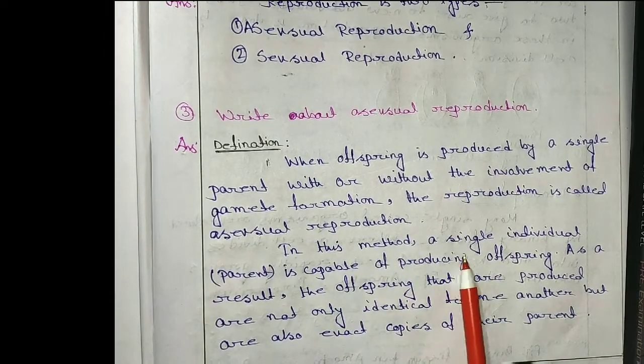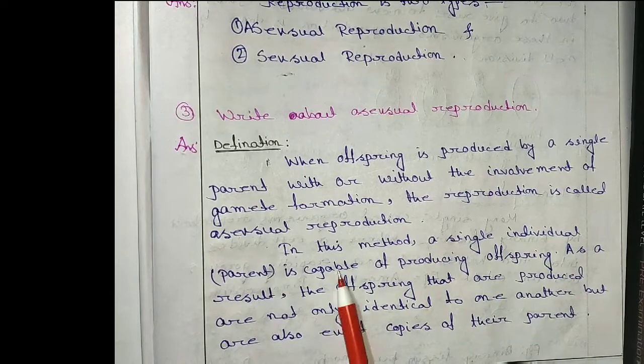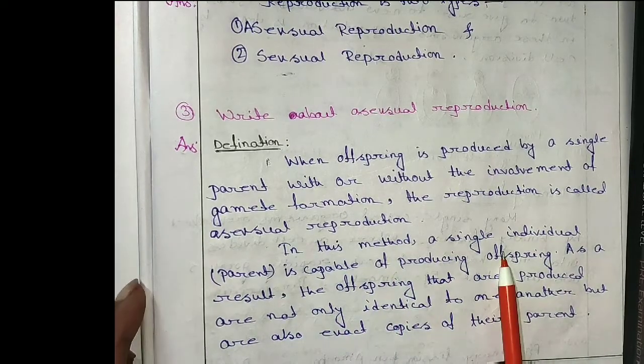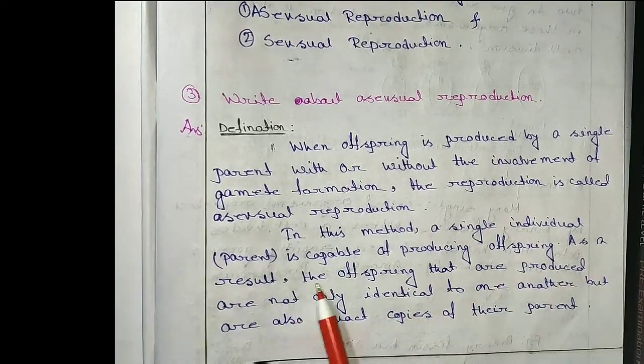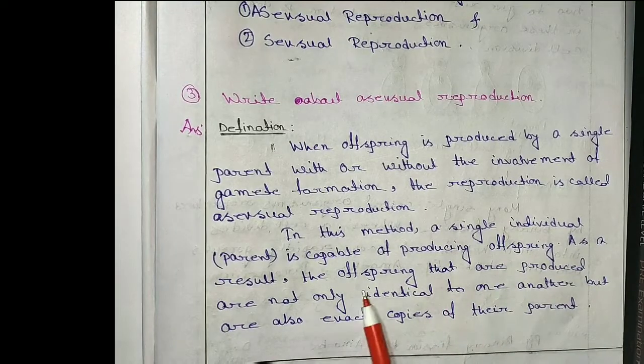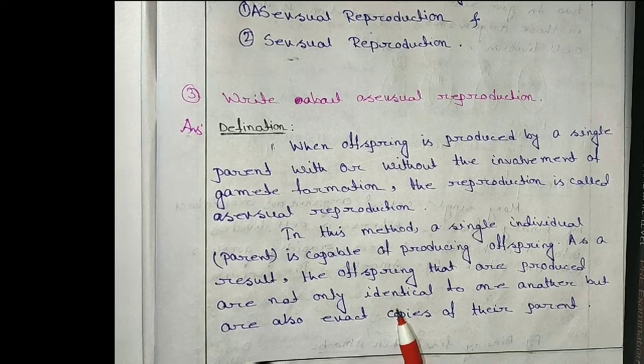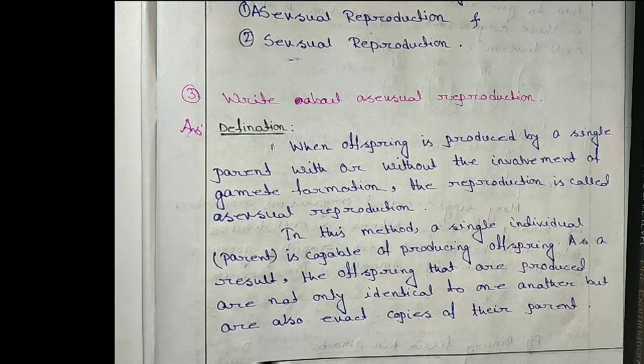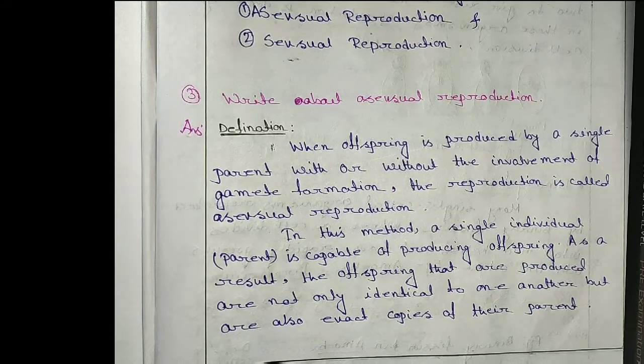In this method, a single individual, that is the parent, is capable of producing offspring. As a result, the offspring that are produced are not only identical to one another but are also exact copies of their parents. As asexual reproduction happens without the involvement of gametes, the offspring and parents are identical or exact copies. That is known as a clone.